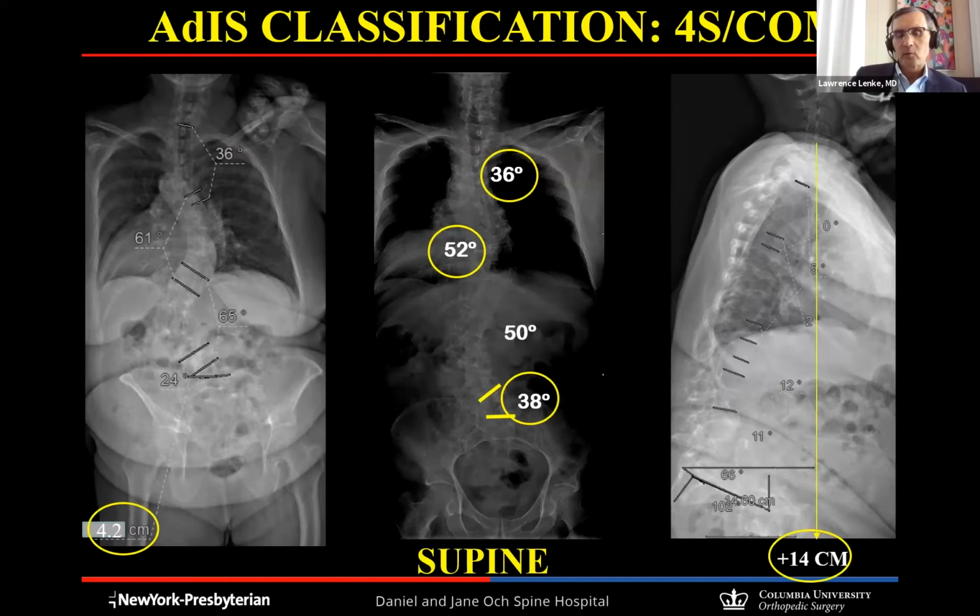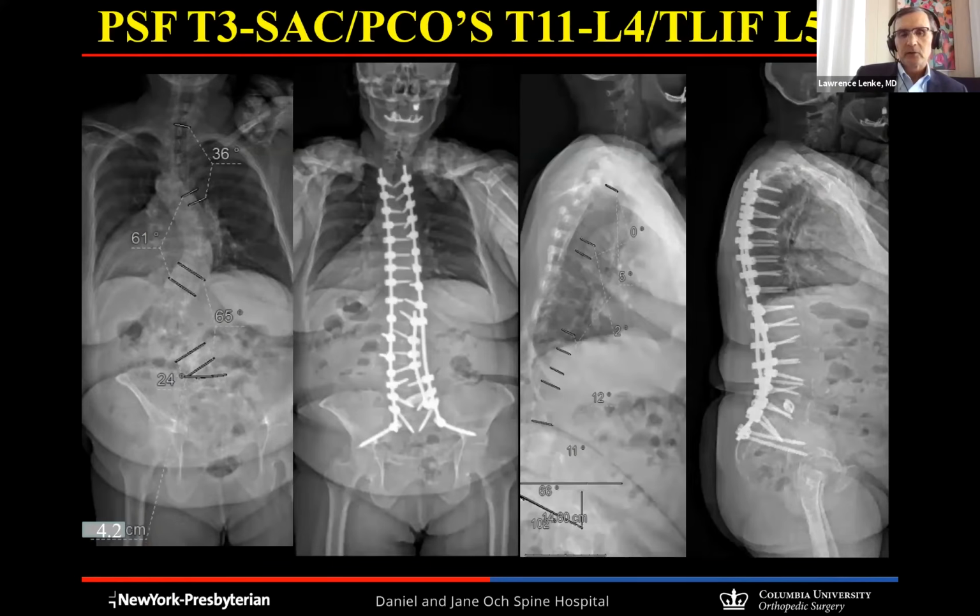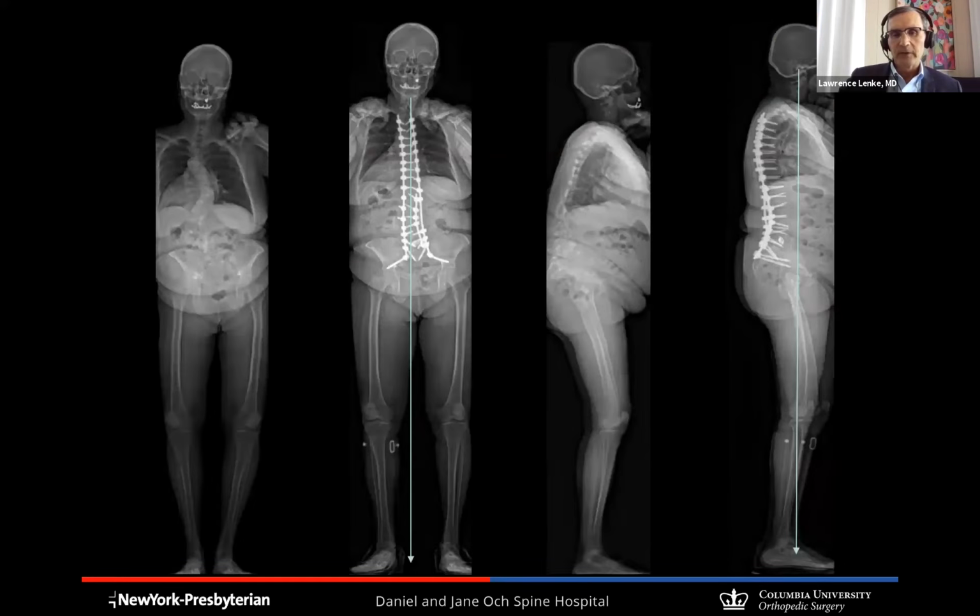So obviously this is going to require a long construct with not only regional curve correction, but global realignment, especially in the sagittal plane. So here's her reconstruction, T3 to sacrum and ilium. It's a very nice restoration of more normal coronal and sagittal alignment here, and she did well from this reconstruction. Here are her total body films. You see even the improvement in the lower extremity compensation following this reconstruction.